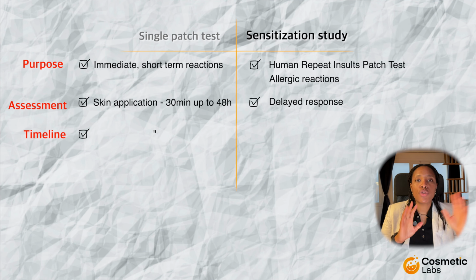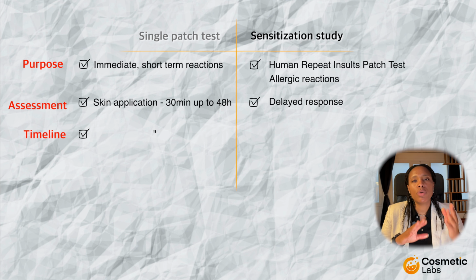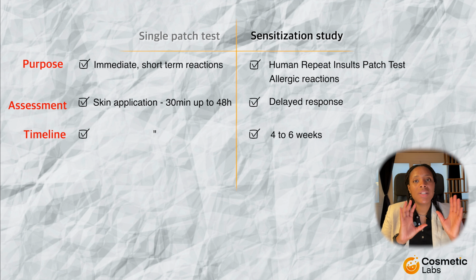Now, regarding the timeline, I think you have understood that for the single patch test, we are looking at skin reaction for short-term applications. There is only one application of the product on the skin, 30 minutes, 24 hours, up to 48 hours. And we perform immediate evaluation upon patch removal. For the sensitization study, the period where you apply your product on the skin is around 4 to 6 weeks.